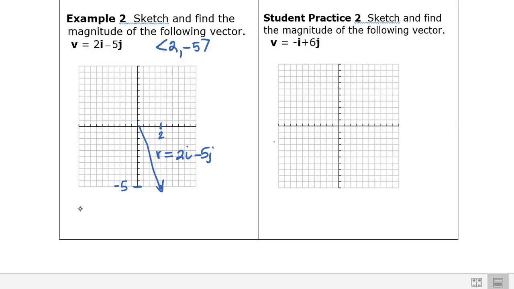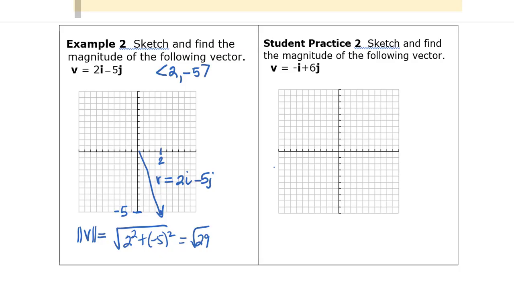To find the magnitude of v, it's pretty straightforward. We know that the horizontal distance is 2 and the vertical distance is 5. It's just the square root of a squared plus b squared. So it's the square root of 2 squared plus negative 5 squared, which would just be the square root of 29.